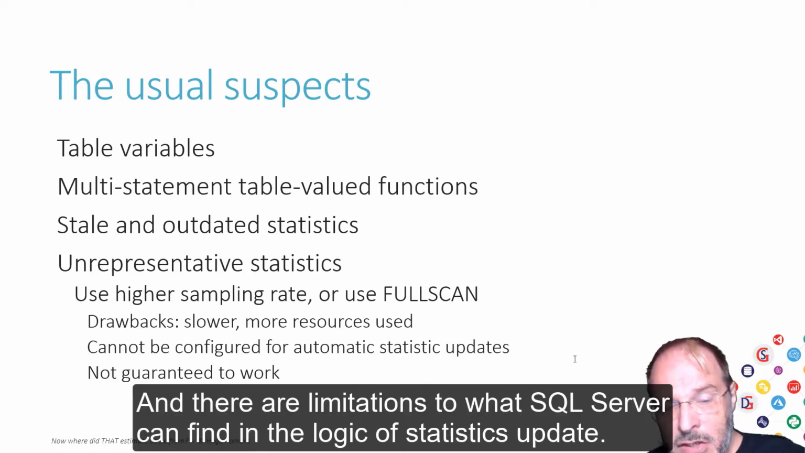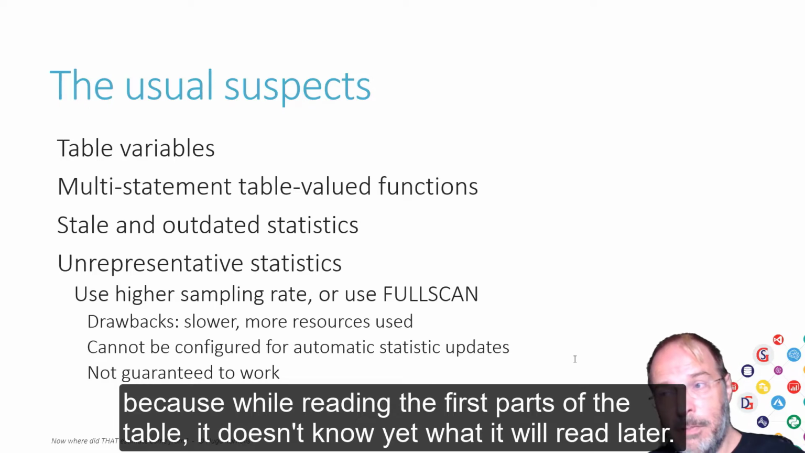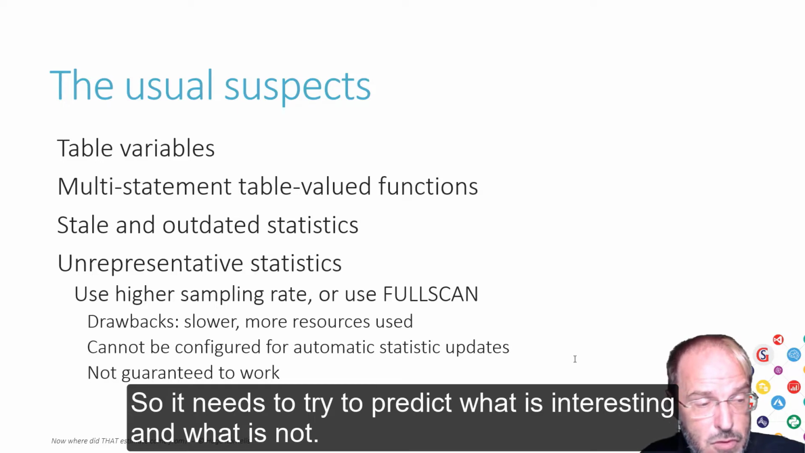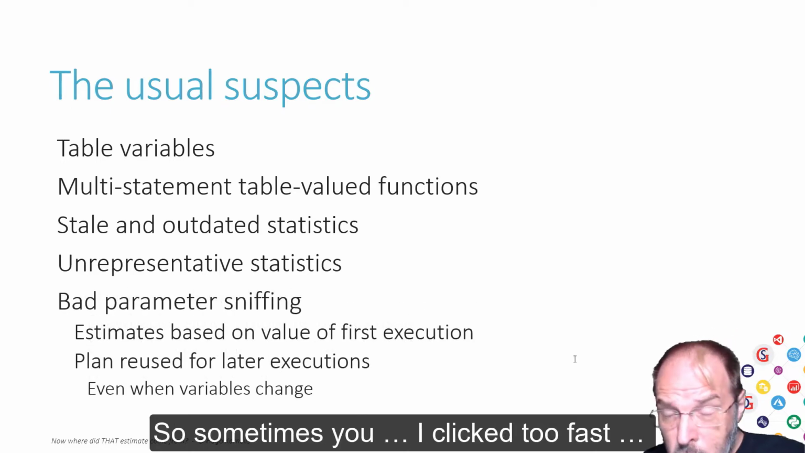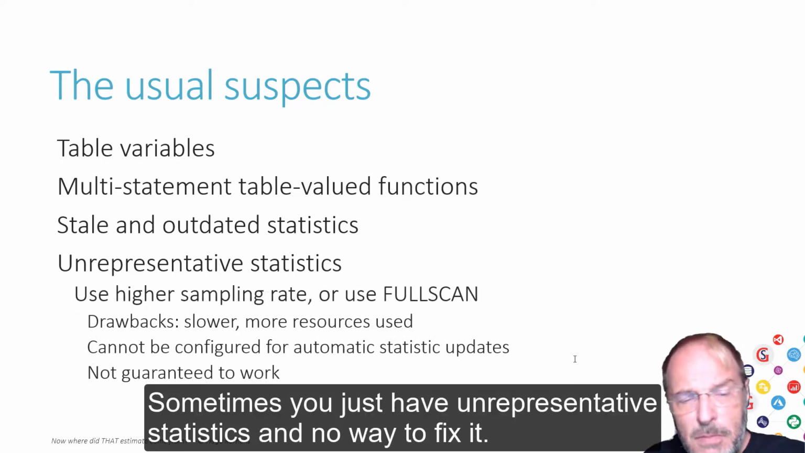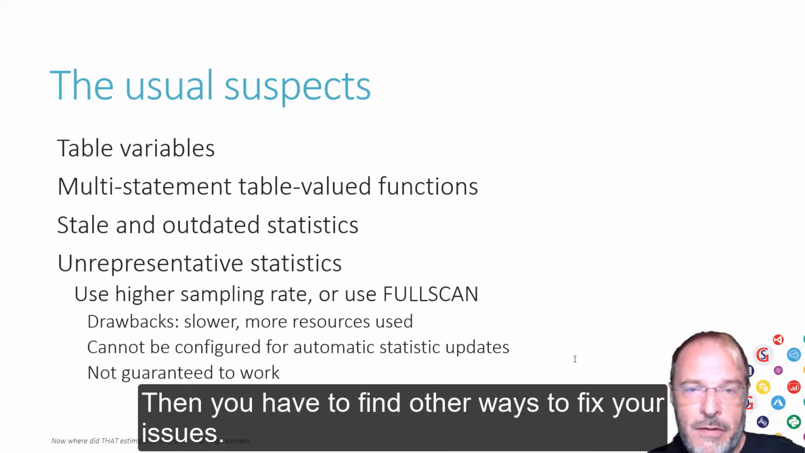And there are limitations to what SQL Server can find in the logic of statistics update. A statistics update uses a single pass over the data, which means it is limited in what it can track, because while reading the first parts of the table, it doesn't know yet what it will read later. So it needs to try to predict what is interesting and what is not. That algorithm doesn't always work. Sometimes you just have unrepresentative statistics and no way to fix it. It's something you have to deal with. Then you have to find other ways to fix your issues.